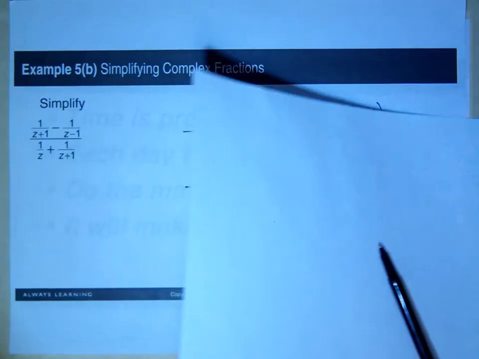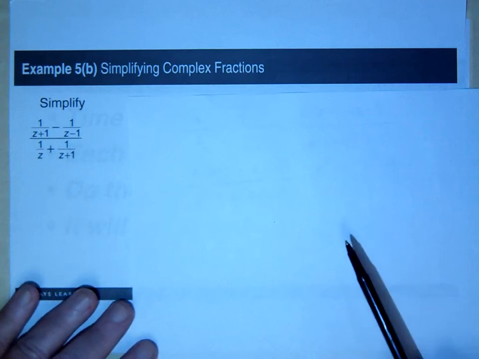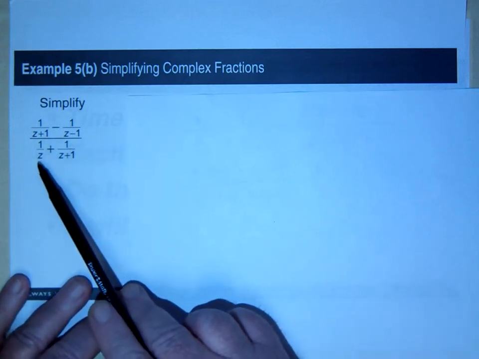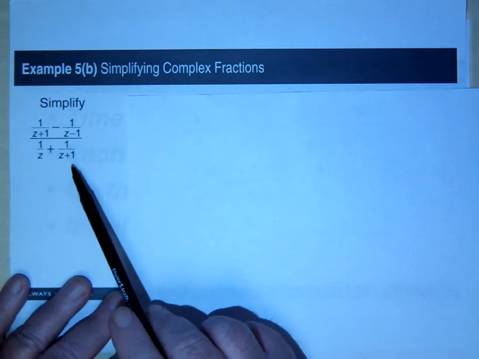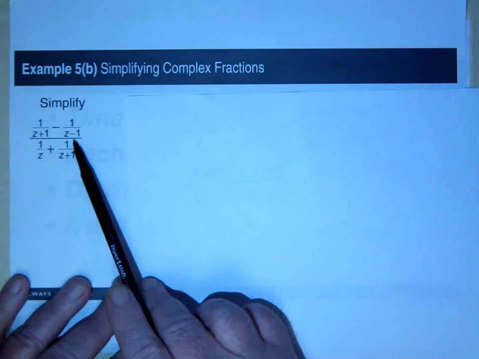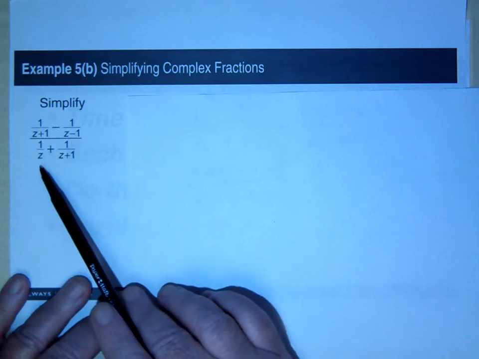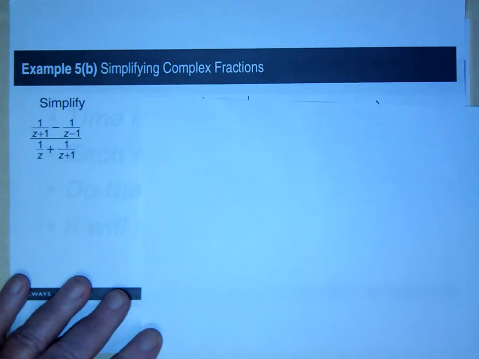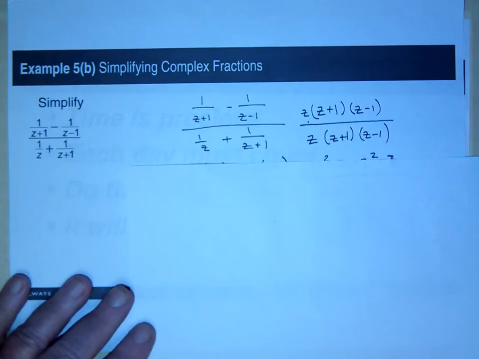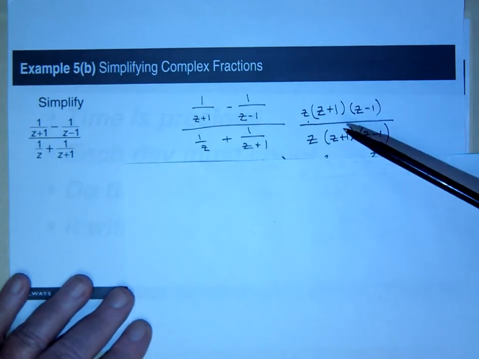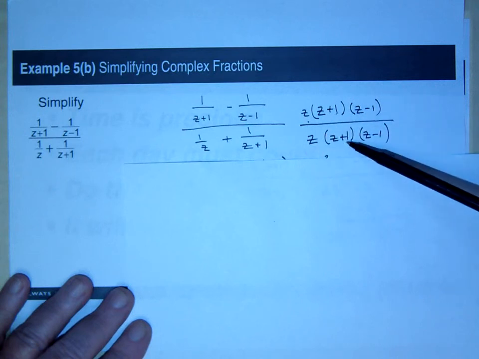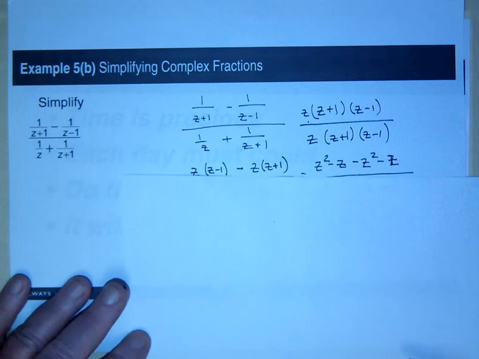I'm going to employ the same construct here, except here I'm going to have to multiply by a z to get rid of this one, a z plus 1 to get rid of that one, and a z minus 1. So I'm going to be multiplying top and bottom by z times z minus 1 times z plus 1. So let's do that. So I'm multiplying by 1, the z plus 1, z minus 1, z plus 1, z minus 1. So I start distributing.